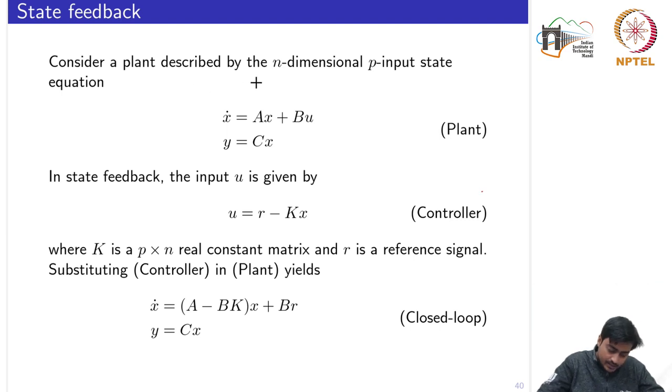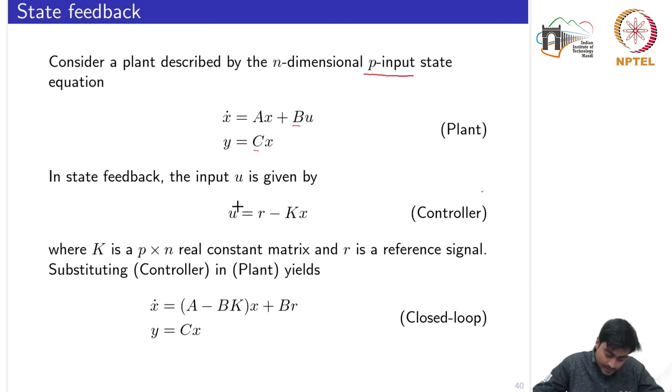So consider a plant described by the n-dimensional p-input state equation. Here we are considering p number of inputs instead of a scalar, given by this state equation where A, B, C are matrices. You will note that when we were discussing the single variable case, the parameters we had taken were in small letters. Now when we consider the case of matrices, we will consider those parameters as capital letters, as you will see in the B and C matrix.